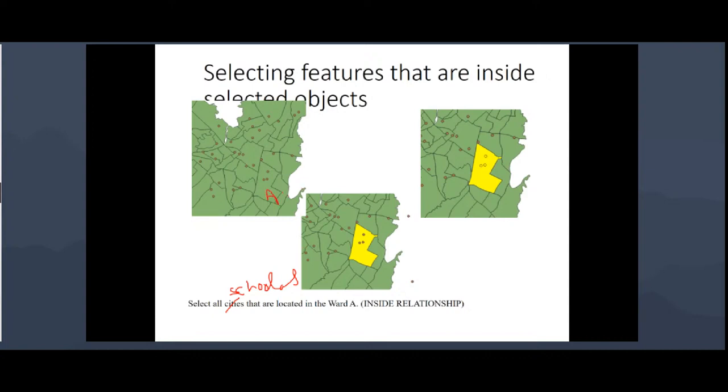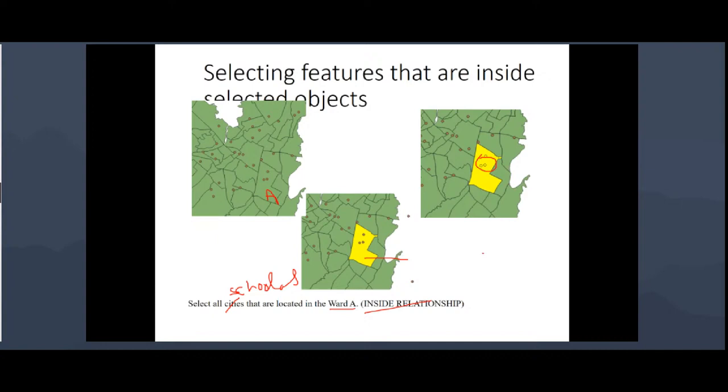So first step, this is a multi-step query. Since we are looking for schools in ward A, first of all we have to select ward A. Ward A can be selected either using the interactive selection method, or simply you can perform a query on attributes and select ward A. Then use the inside relationship to select schools inside ward A.